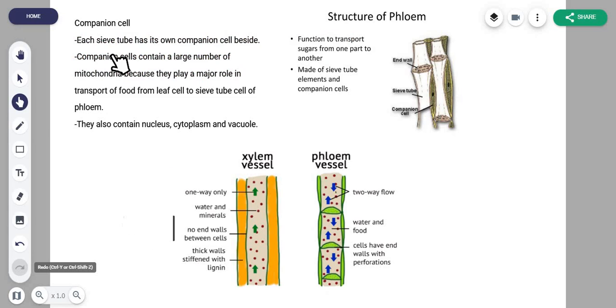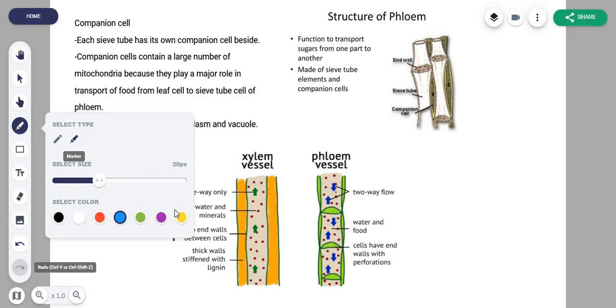But before we study the companion cell in more detail, let's have a look at this diagram here. This picture is another picture. So just look at this diagram of your phloem vessels. Let me grab a highlighter so that we can understand it.